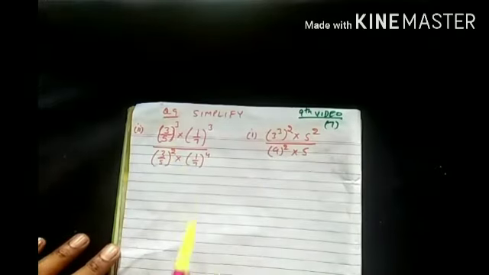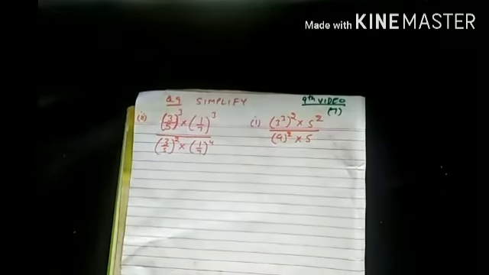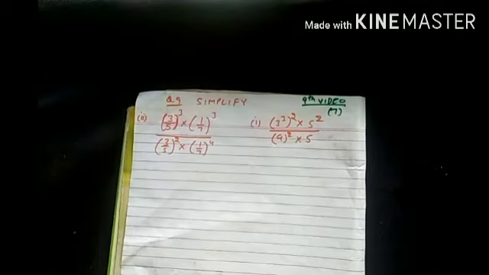Of exponent. Its heading is simplify. We have to simplify, it means we have to find the values by applying the laws of exponent to these 4 parts of the question number 9. Now let's start with the second part.